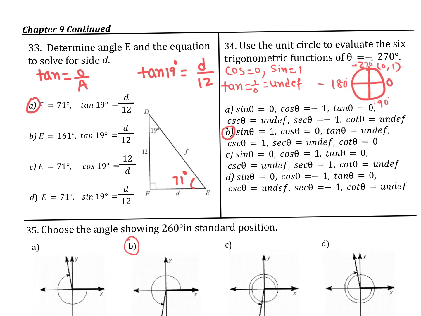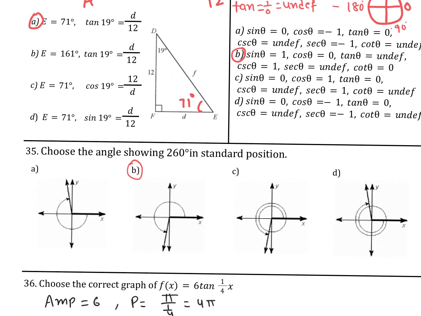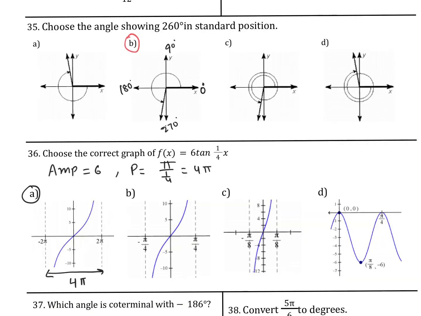Cosine comma sine, these are all the cosine, sine and tangent. Answer B. The standard form for number 35 is 260, so the angle of 260 is right here. The amplitude for this one is 6. The period is pi over b, and b is 1 over 4, and that is 4 pi.